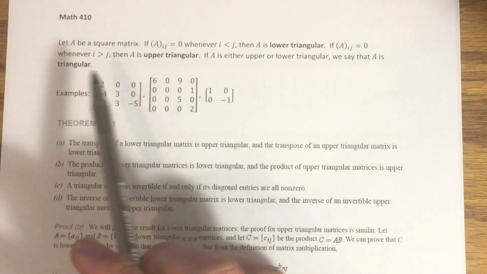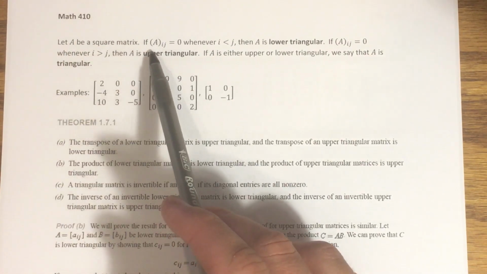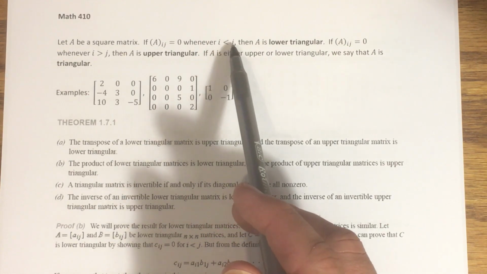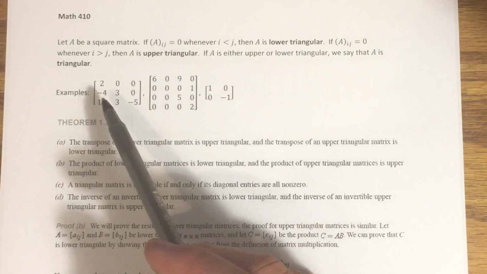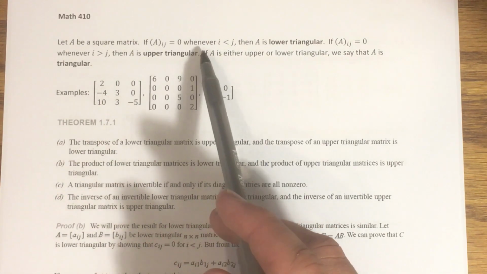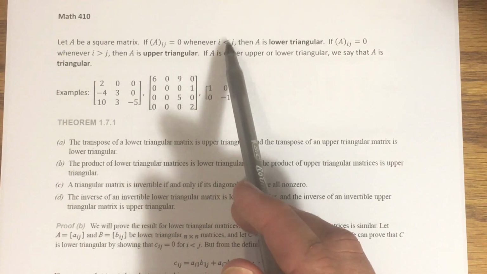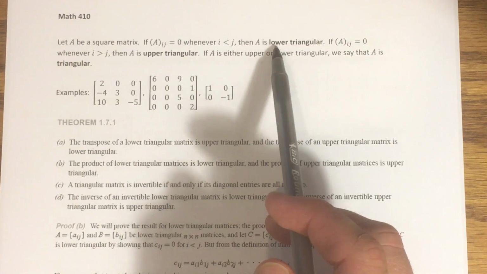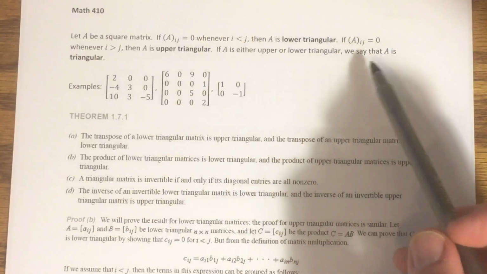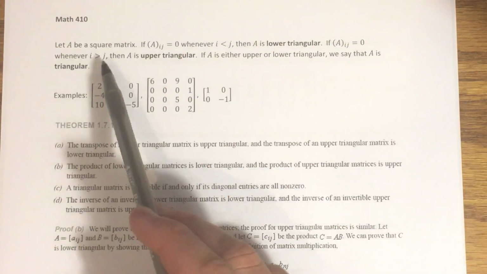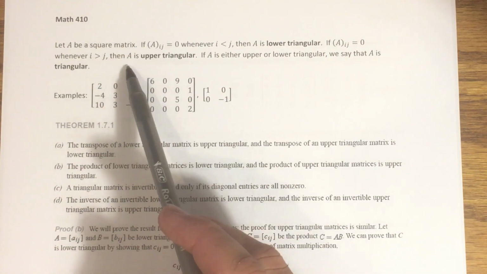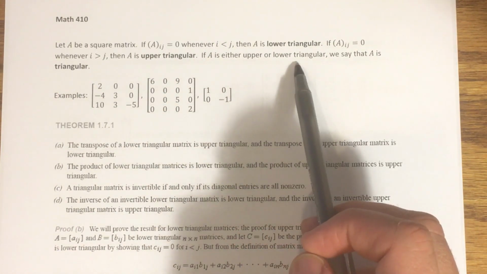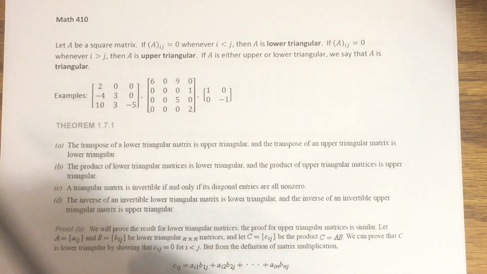So if A is a square matrix, and if Aij is equal to 0 whenever i is less than j, notice this looks similar to the definition of a diagonal matrix, except instead of having a not equal to symbol here, I have a less than. In this case, we say that A is lower triangular. If Aij is equal to 0 whenever i is greater than j, then we say A is upper triangular. And any matrix that's either upper or lower triangular can also simply be called triangular.